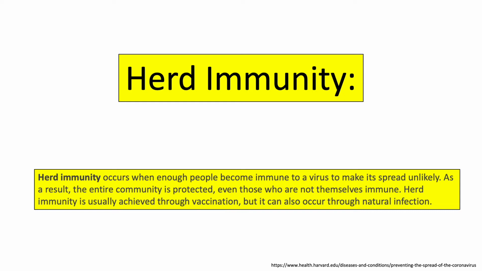Okay, we're going to switch now to herd immunity. Herd immunity occurs when enough people in the population are immune to the virus, making its spread unlikely. As a result, if we have herd immunity, the entire community is protected, even though many of the individuals in the community are not themselves immune. Herd immunity usually occurs when a vaccination is developed. A large percentage of the population gets the vaccine. That leads to a high percentage of the population that is immune, and hence we have herd immunity.